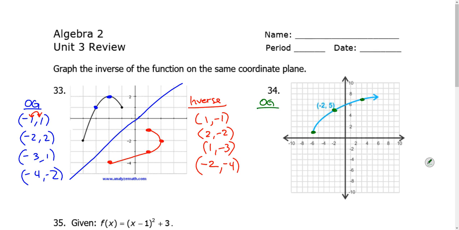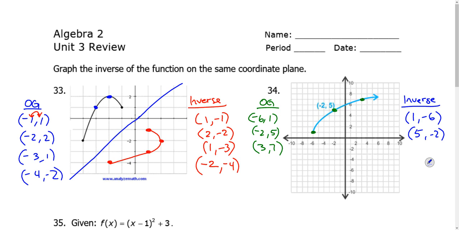So for the original points, we're at -6, 1, -2, 5, and what is that? 1, 2, 3. Looks like 3, 7. So then for the inverse, we just switch them. So we're at 1, -6, 5, -2, and then 7, 3.